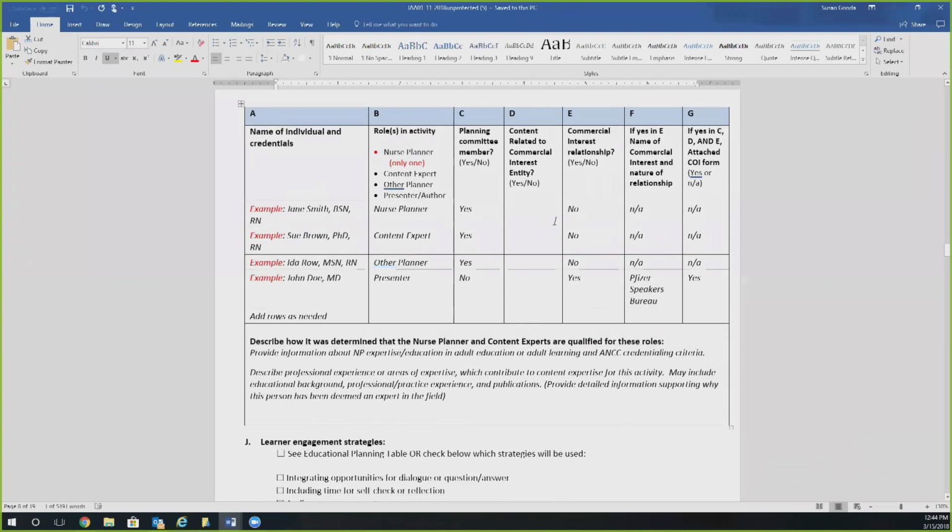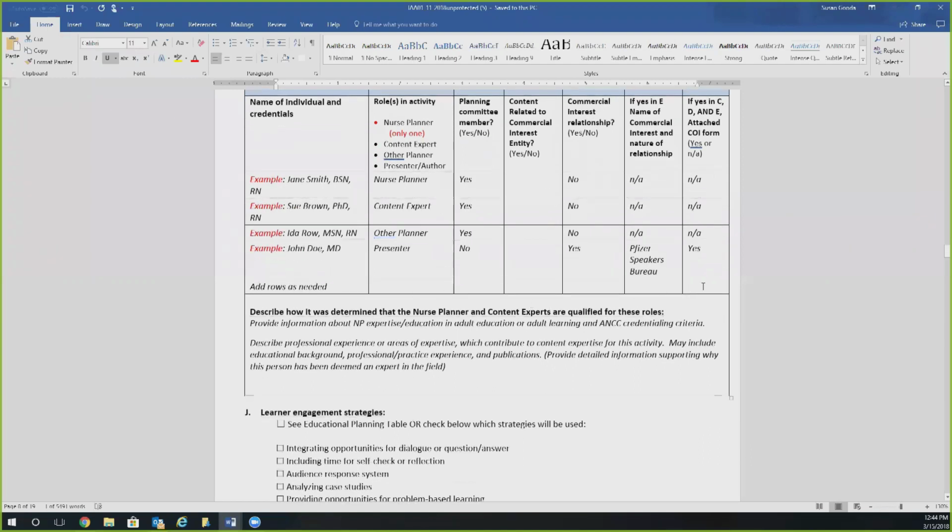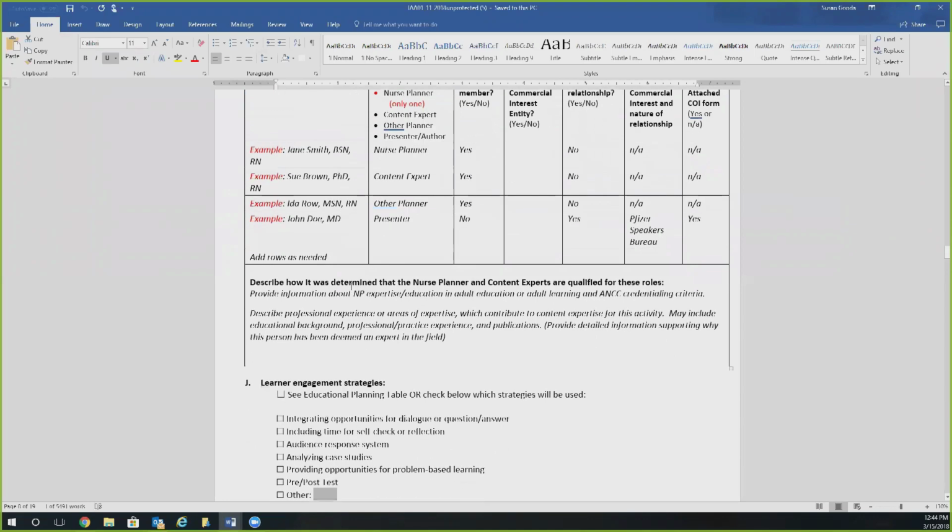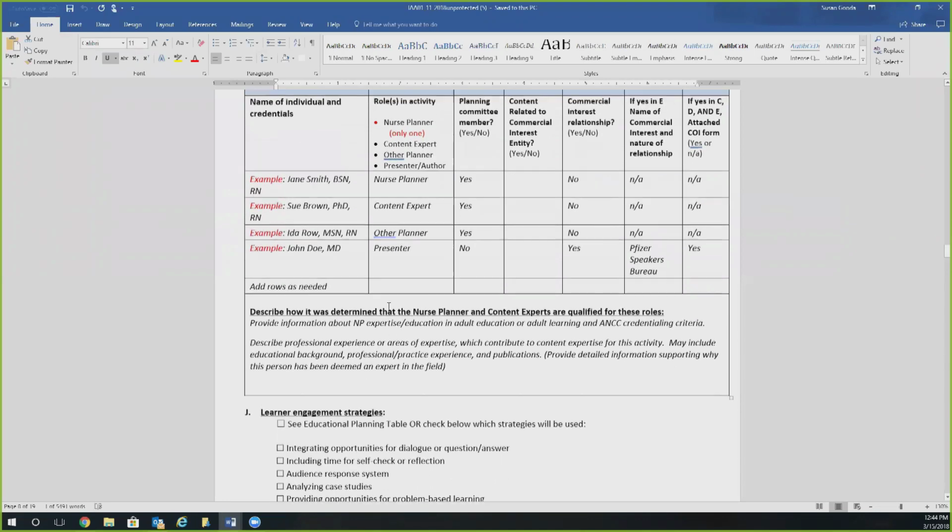So these are all examples across here. Delete that box and complete it for your organization. You can add rows, simply cut and paste and add some additional rows. A brief description of the expertise of the nurse planner: she's been a nurse for 20 years, she's been in education for the last year. Hey, she knows stuff. The expertise of your content expert.